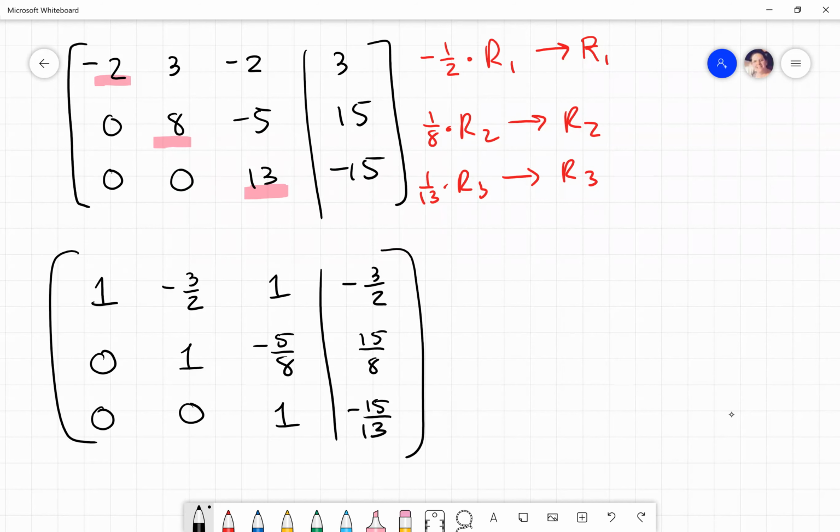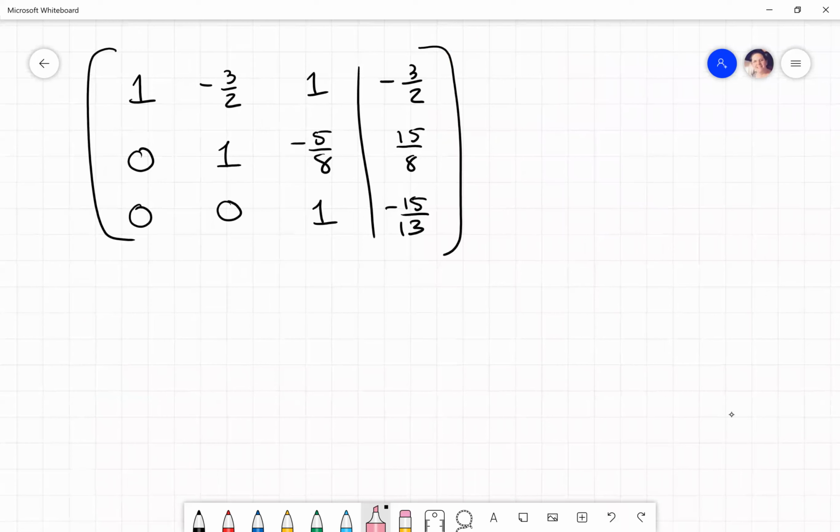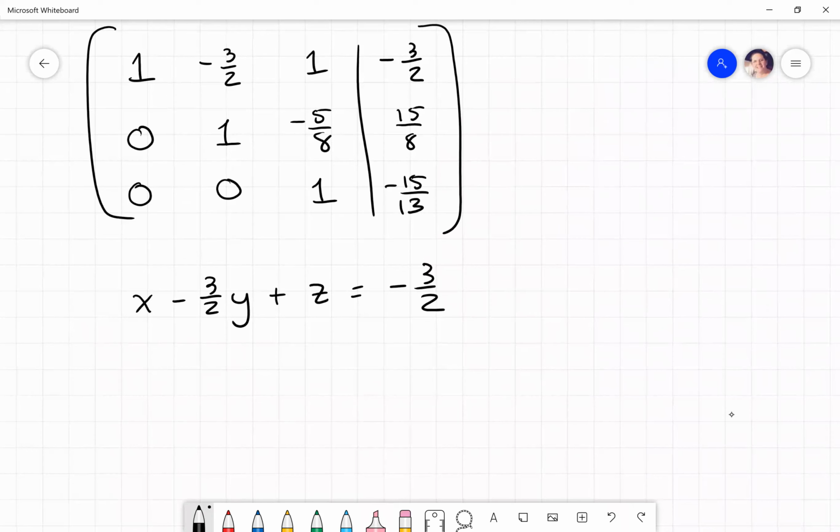All right, we are in row echelon form. We've got the diagonal is all 1s, and the lower left-hand corner is all 0s. Okay, now is the time to convert back to a system of equations. So undo the matrix thing. So I'm going to write it below here. So the first row now corresponds to the equation x minus 3/2 y plus z equals -3/2. Well, I can see one solution to that equation by itself right now, but oh well.